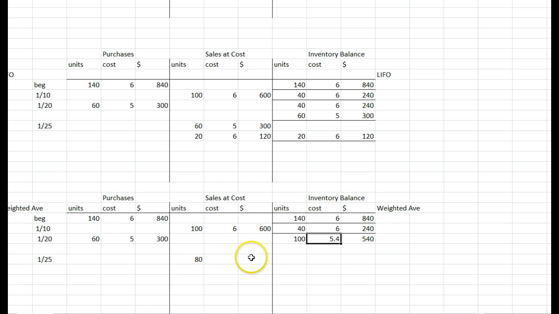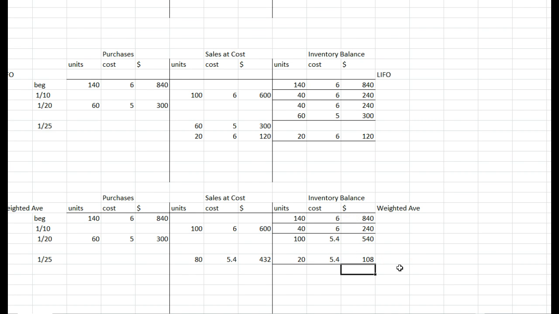And here on the 25th again we sold 80, so we can just mark that down. We had 80 and we sold those at $5.40. So whatever that is, 80 times 5.40, our cost of goods sold is $432 in this case. All right. And what do we have left? Well, we had 100. We sold 80, so we have 20 left. Our weighted average cost, $5.40. So our new inventory balance is going to be 20 units times $5.40, or $108.